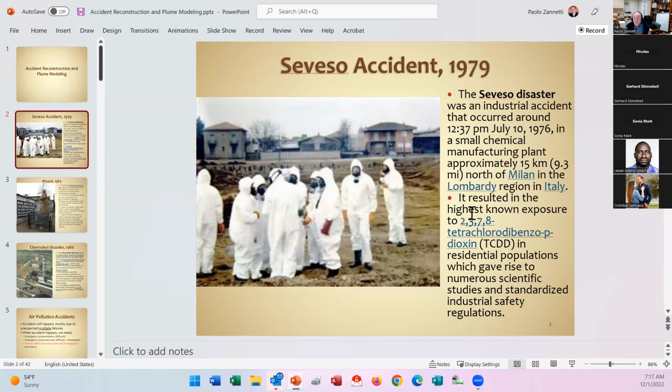Example of accident, Seveso accident, 1979. This was a major accident in northern Italy with a release of dioxin, TCDD. That was really a big problem of contamination, because then the dioxin deposited on the ground and houses remained contaminated for years. Nobody died, but a few people were sick, as far as I remember.